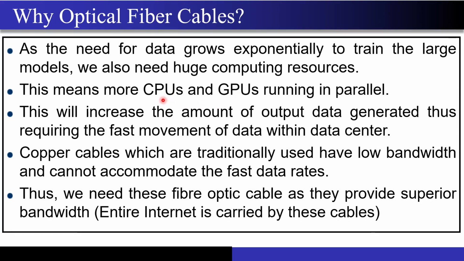If we have an increase in the number of CPUs and GPUs, that means the amount of data, that is the amount of output that the CPUs and GPUs will generate, is also going to grow exponentially. Correct? So I need to make sure that the output of these CPUs and GPUs, I am able to move it as quickly as possible to wherever place I want to send.